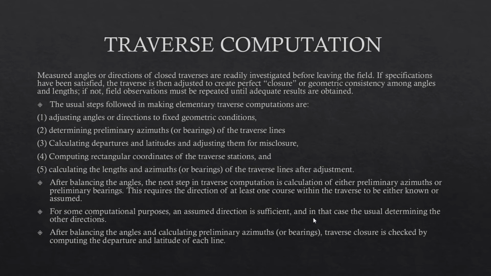So, after balancing the angles, the next step in traverse computation is calculation of their preliminary azimuth or preliminary bearing. This requires the direction of at least one closure within the traverse to be either known or assumed. For some computational purposes, an assumed direction is sufficient. And in that case, the usual determining the other direction. So, after balancing the angles and calculating preliminary azimuth or bearing, traverse closure is checked by computing the departure and latitude of each line. So, yan yung steps natin.